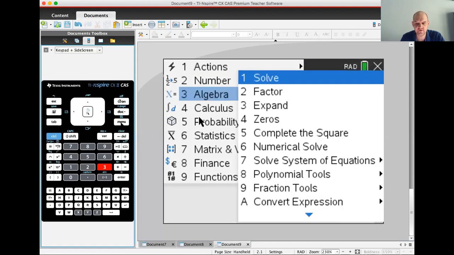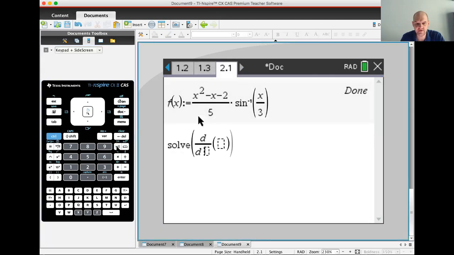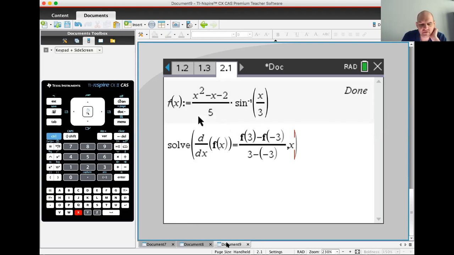I'm going to do menu 3, 1, because I want to solve something. The derivative, so template derivative with respect to x of f of x equals f of 3 minus f of -3 over 3 minus -3. And then comma, x is a variable. Now I should specify the domain, I guess, but the domain is really finite, so this might have been a bad idea. Oh no, I think I crashed my calculator and I don't want to restart the video, but I also don't want to make you wait.